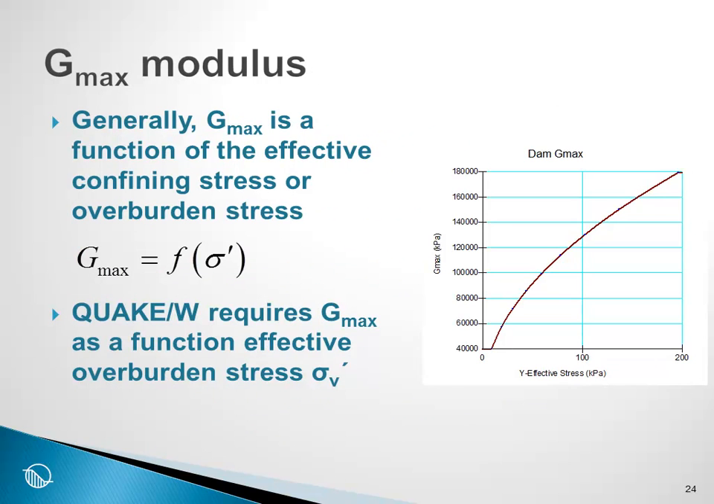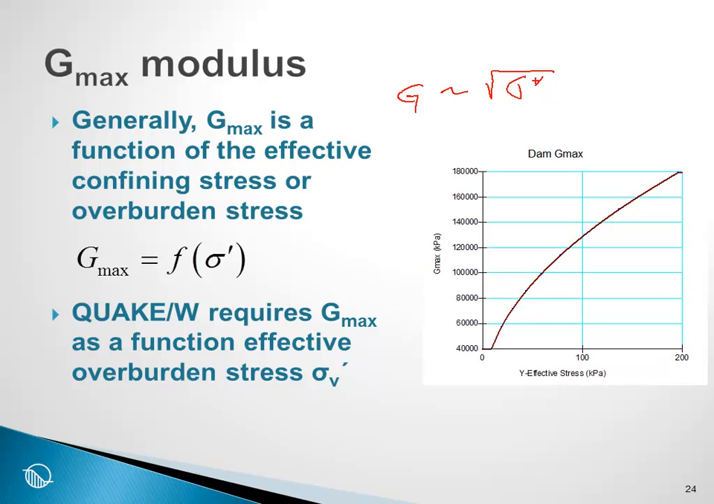Very generally, the shear modulus is a function of the effective confining stress or the overburden stress. An easy thing to remember is that G tends to be proportional to the square root of the stress state. In other words, the relationship usually has some form of a curve, but the most important thing is that the soil stiffness increases as the overburden stress or confining stress increases.